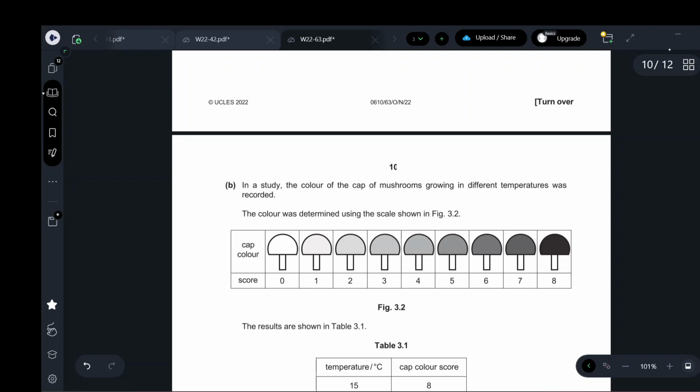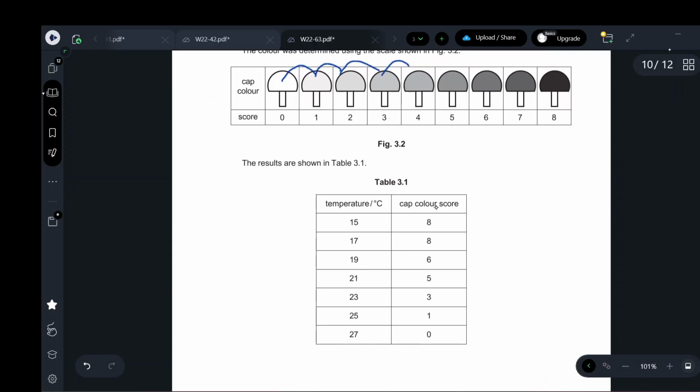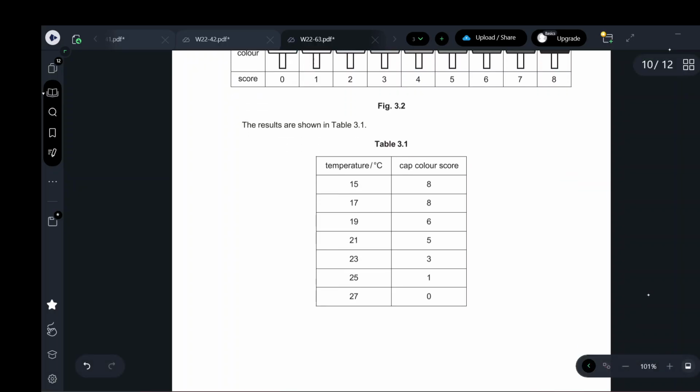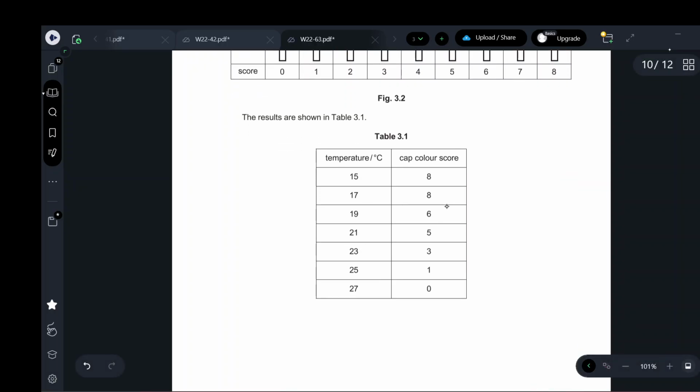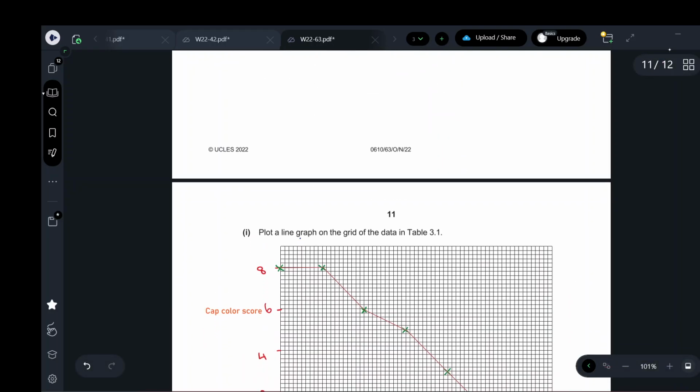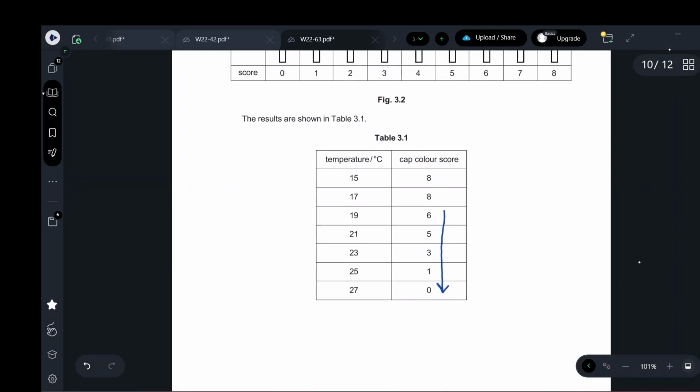In a study, the color of the cap growing in different temperatures was recorded. As the color goes darker, he gives it a bigger score. This is the color score and this is the temperature. Hotter temperature, lighter color. Plot a line graph, a normal line graph.